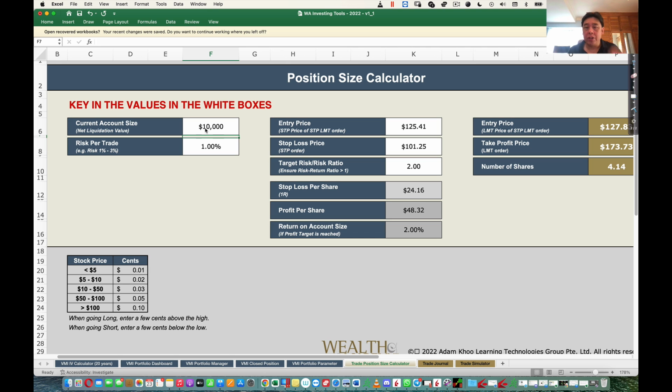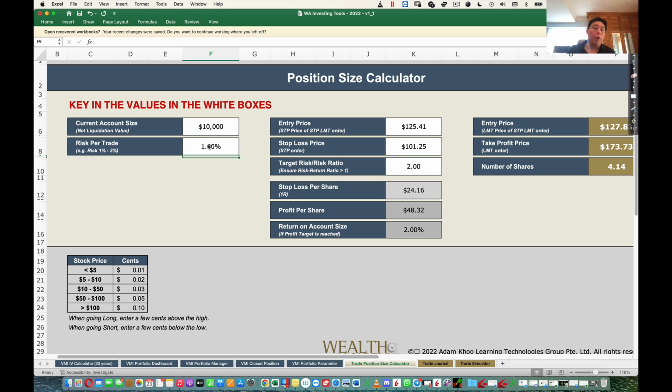Next, put in your risk per trade. Now again, always keep it consistent. Could be a 1% risk, could be a 2% risk, could be a 3% risk. I suggest to start with 1%. And if you get more confident, more experience, go up to 2%. I don't suggest 3%, that's too aggressive, right? So let's put in a 1% risk per trade.